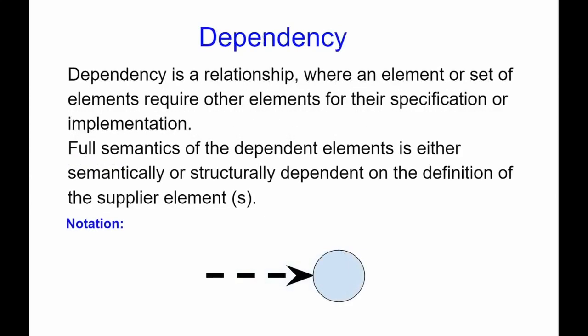Dependency. Dependency is a relationship where an element or set of elements require other elements for their specification or implementation. This means that the full semantics of the dependent elements are either semantically or structurally dependent on the definition of the supplier element or elements.